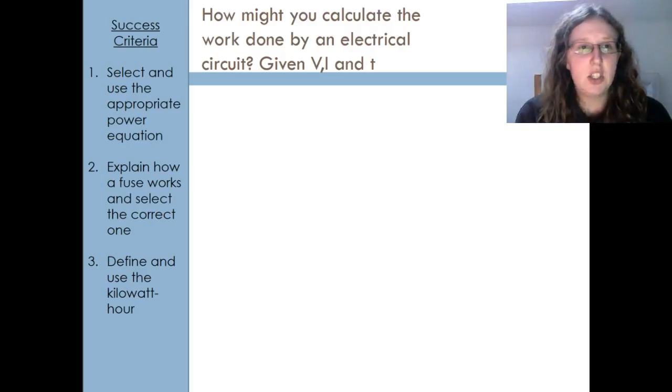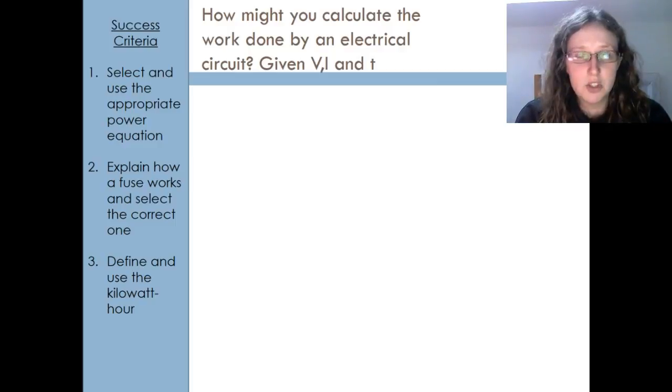So first thing I'd like you to do is just have a little think about how you might calculate the work done by an electrical circuit. I just want you to have a little think about how you might get there for yourself. This is going to be a challenge, particularly for the people who are looking for those higher grades. So you've got V, you've got I, you've got T. How would combining those get you the amount of work done by an electrical circuit? Give you a little second. You can pause if you want and have a little play.